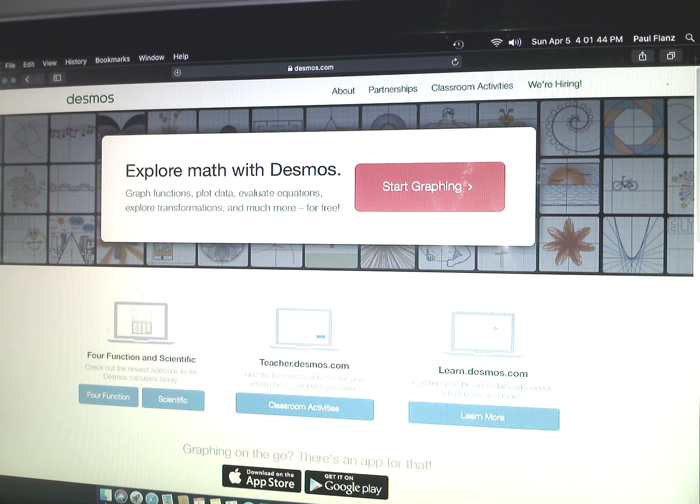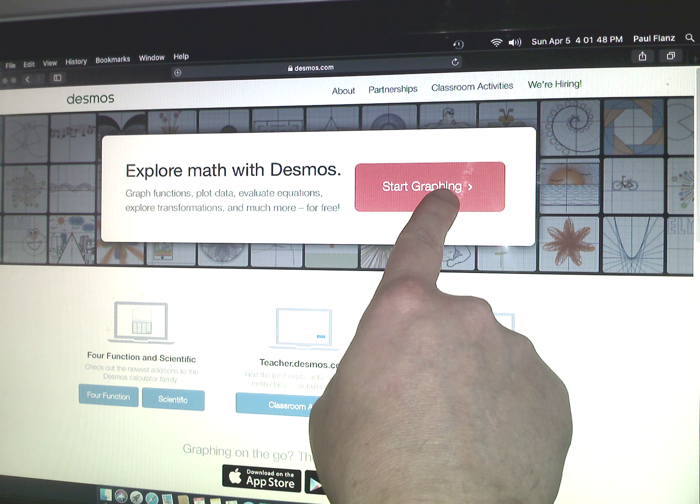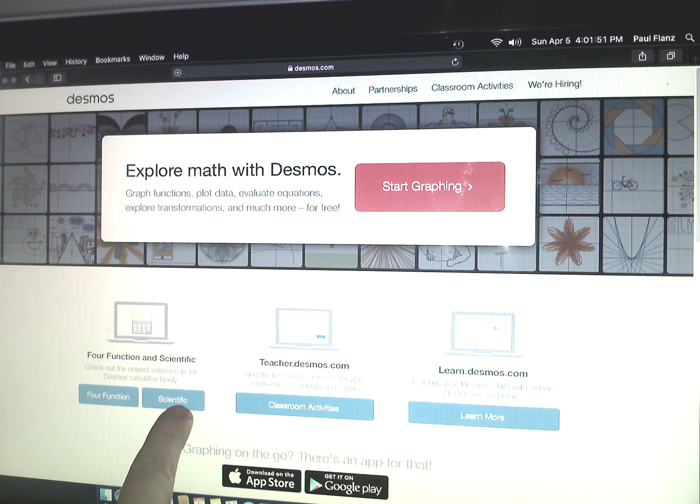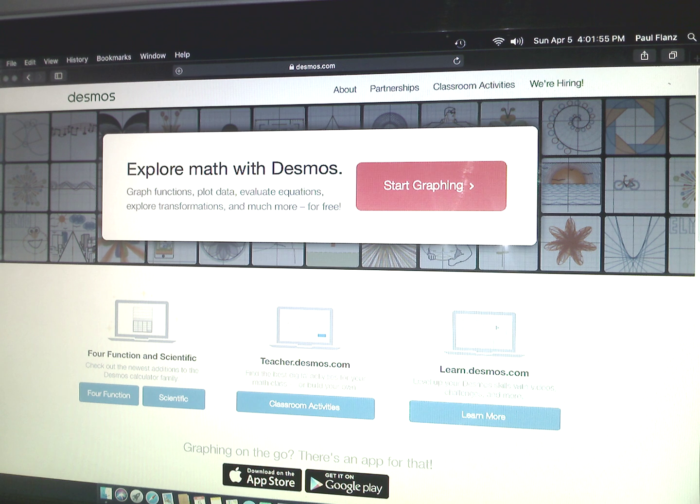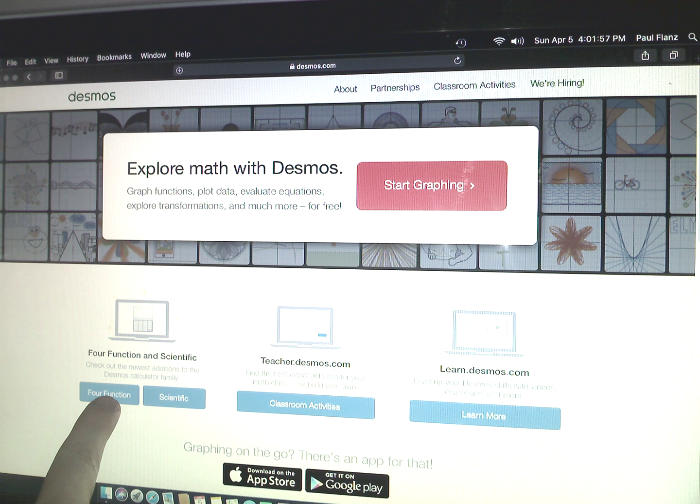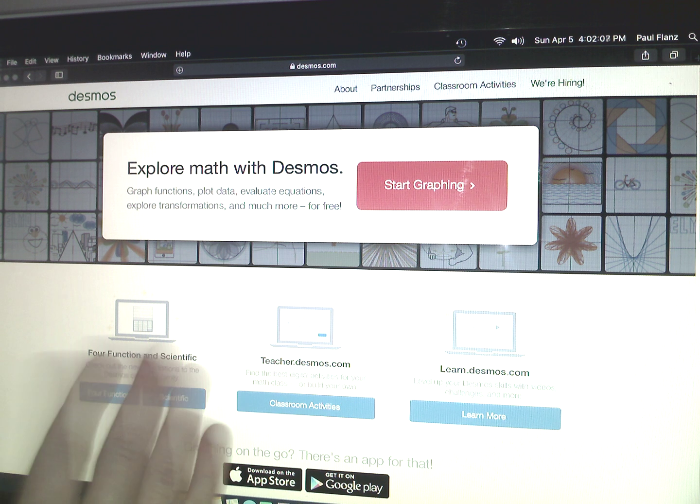So there's three types of calculators you have here. You have your graphing calculator, you have your scientific calculator, and you have your four-function calculator. I'm not going to look at the four-function calculator. This might be good if you have a little brother or sister who just needs a very basic calculator that does addition, subtraction, multiplication, and division. But let's stay out of it.